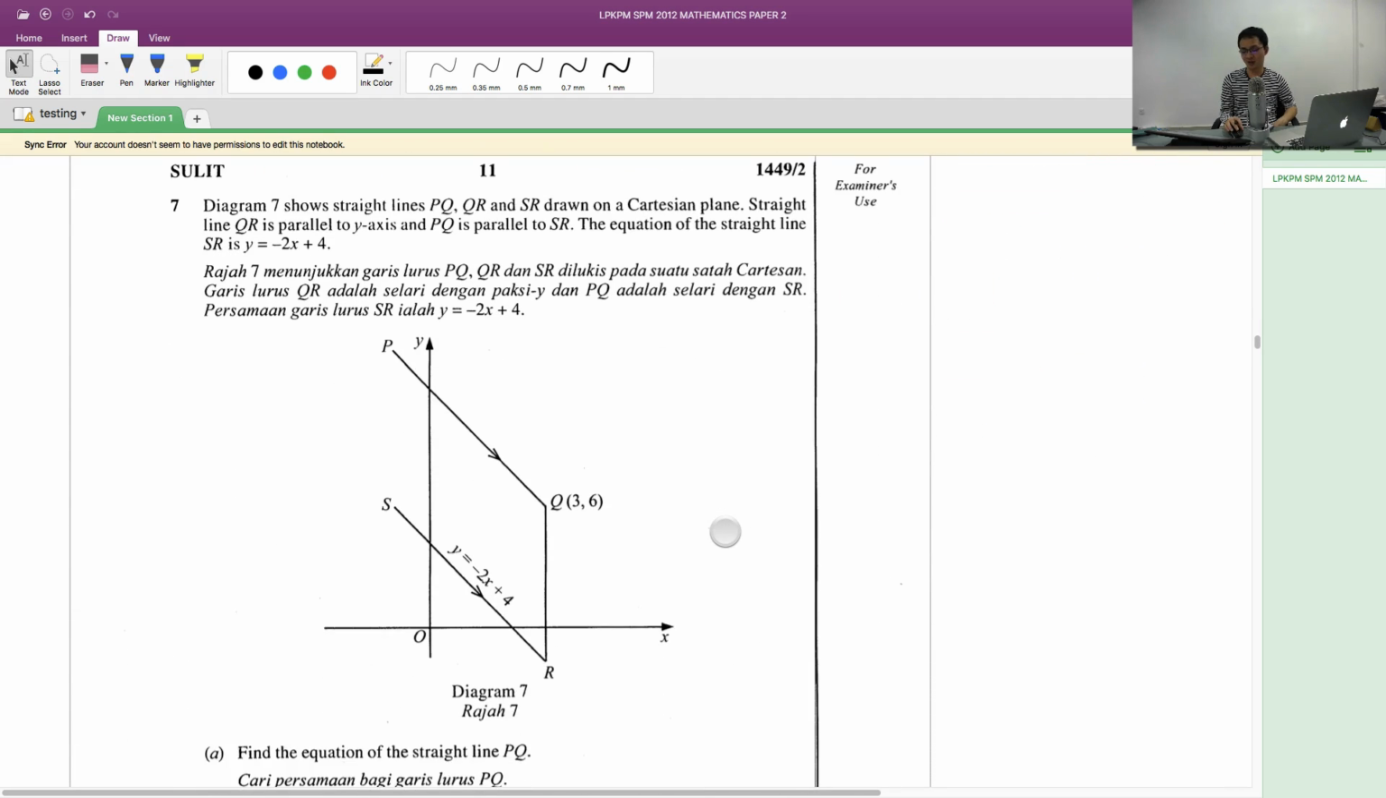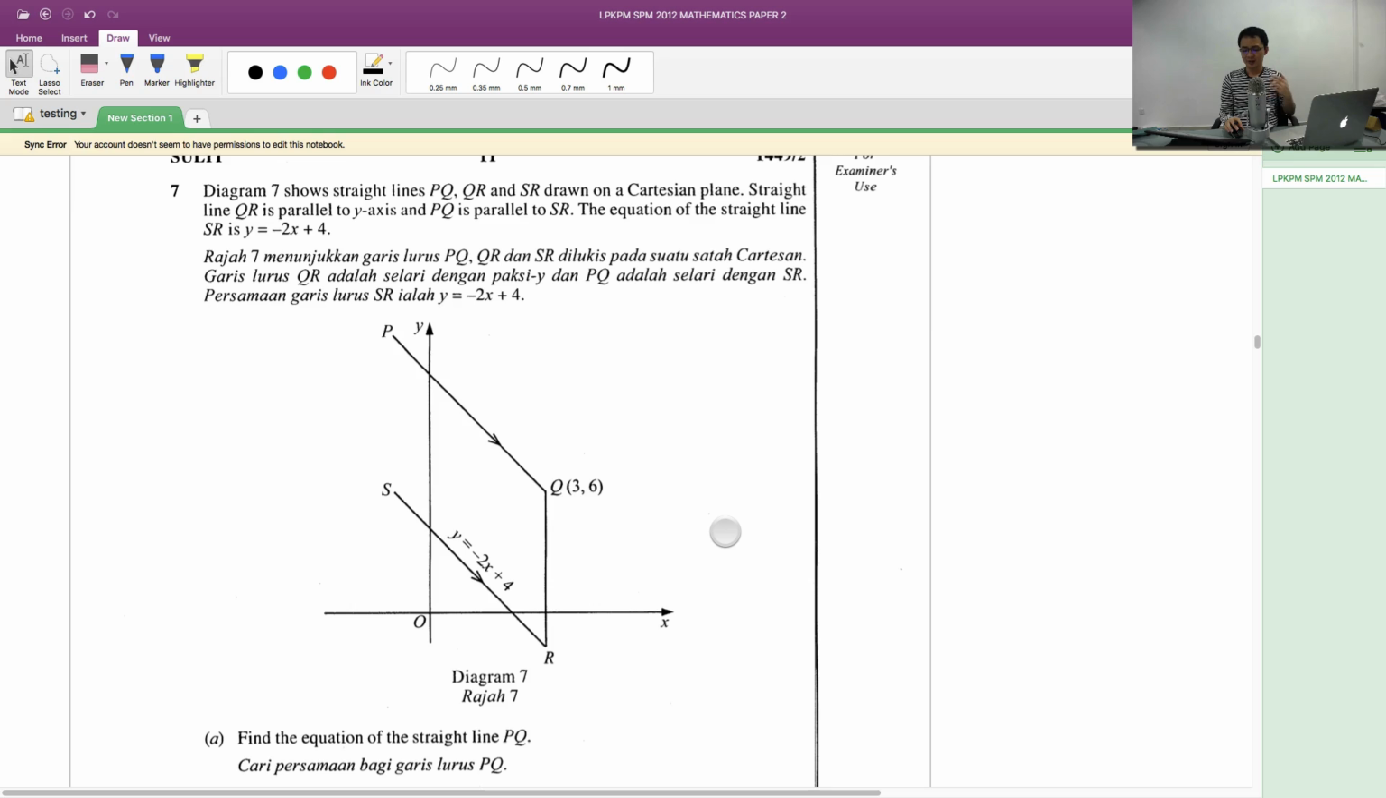Okay, for question 7, there is a straight line. Diagram 7 shows the straight lines PQ, QR, and SR drawn on the Cartesian plane. Straight line QR is parallel to the y-axis, and PQ is parallel to SR. Everything you have in the diagram, and the equation of SR is y equals negative 2x plus 4. Find the equation of PQ.